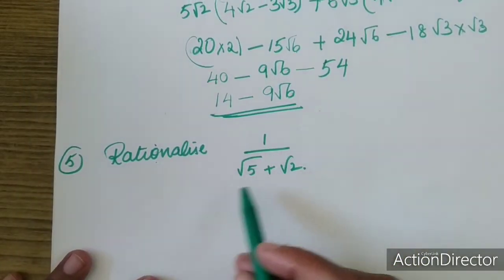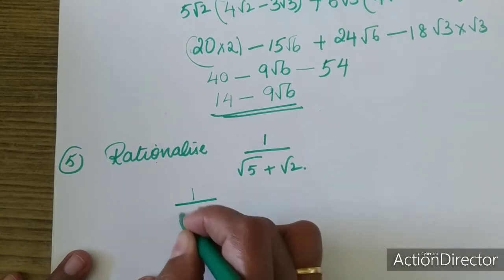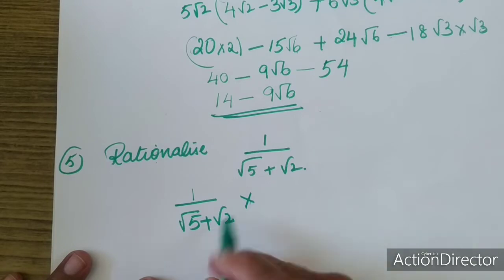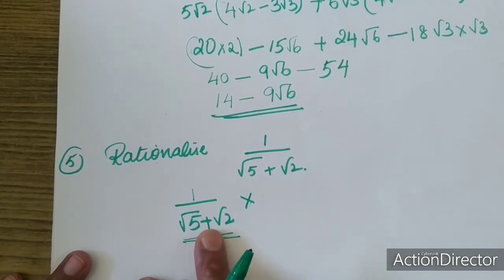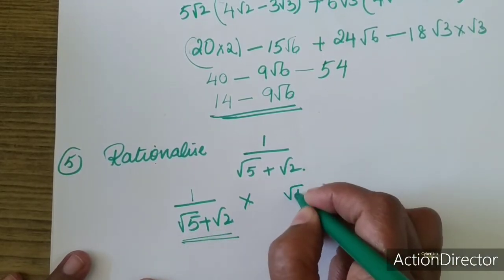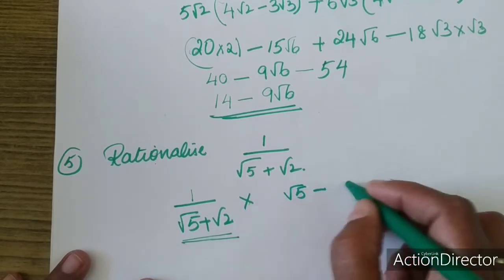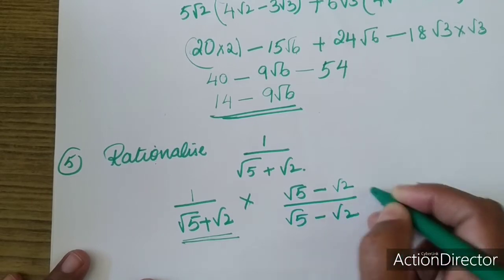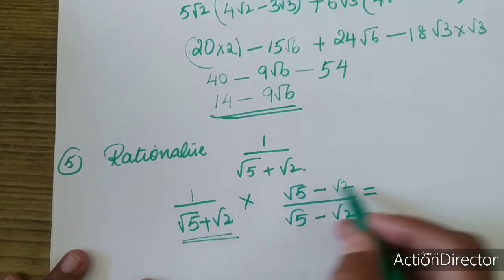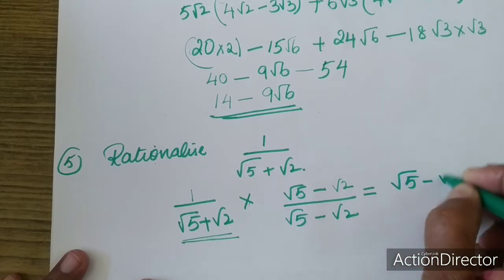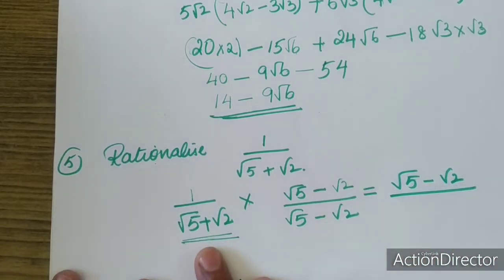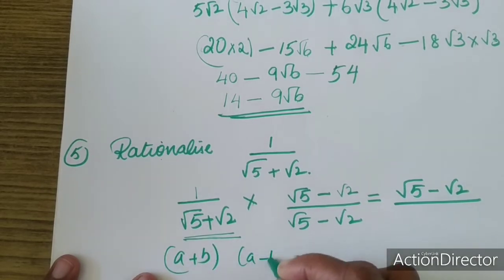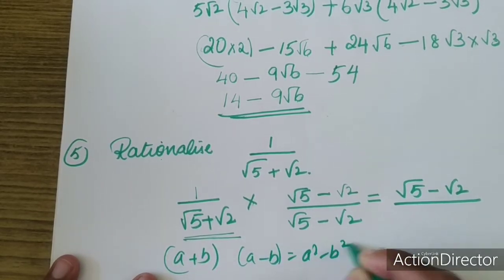Next, rationalize. Rationalize means removing the root in the denominator. To remove the root, when it is an expression, you have to take the opposite sign of this expression. If it is plus, you have to take minus. Multiply the numerator and denominator by root 5 minus root 2. So when you multiply 1 into root 5 minus root 2, it is root 5 minus root 2. And in this type of questions, always in the denominator you have a plus b into a minus b, which is equal to a square minus b square.